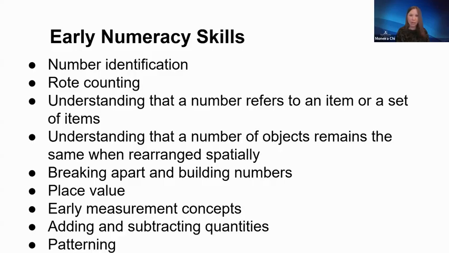So these include things like number identification, rote counting, which is the ability to count up, right? 1, 2, 3, 4, 5. Understanding that a number refers to an item or a set of items. Sometimes we call this one-to-one correspondence, right? I have one finger up right now, which also equals the numeral one. Understanding that a number of objects remain the same when they're rearranged spatially. So sometimes that's called number conservation.